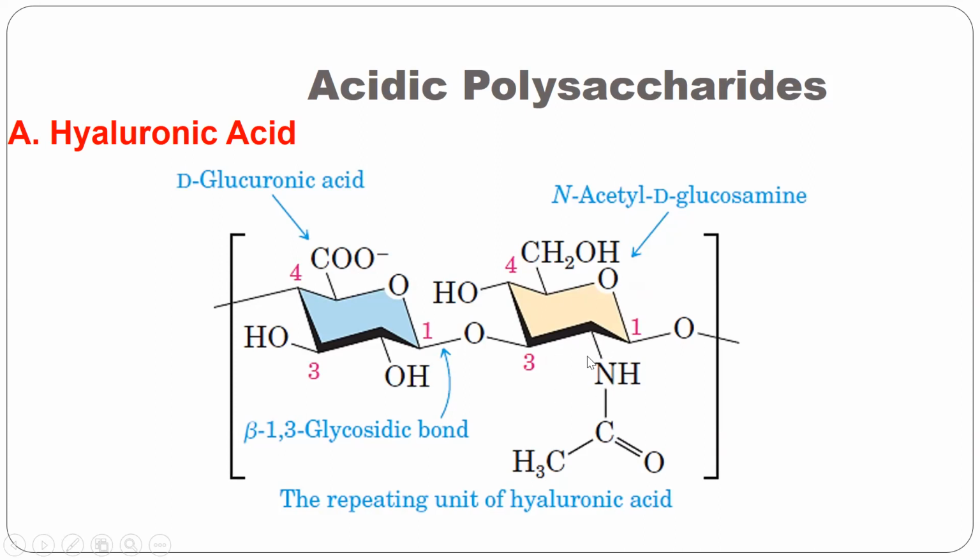This is the monomeric unit of chitin. You have NH double bond O CH3. So you have here carbon 1, carbon 2, carbon 3, carbon 4, carbon 5, carbon 6, CH2OH. So it's formed by beta glucuronic acid and beta glucosamine, acetylglucosamine here. They form a beta-1,4 glycosidic bond between the glucuronic acid and acetylglucosamine. And this is the repeating unit of hyaluronic acid.